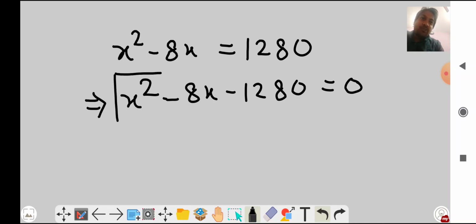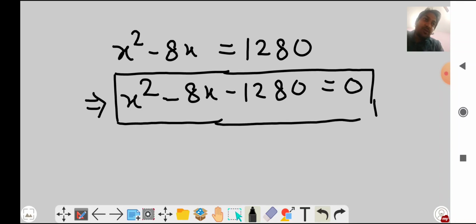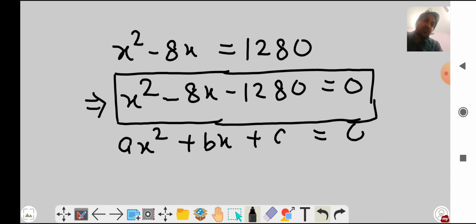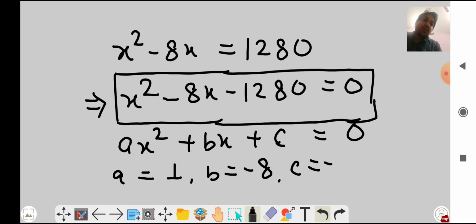So now we have expressed it in terms of a quadratic equation, right? Because here the maximum power of the variable is 2, which is in the form of ax square plus bx plus c equals 0, where a is the coefficient of x square, that is 1. What is b? Coefficient of x, that is minus 8. And what is c? C is the constant term, so the value of c here is minus 1280, right?